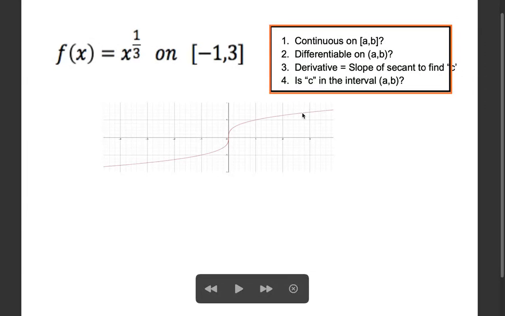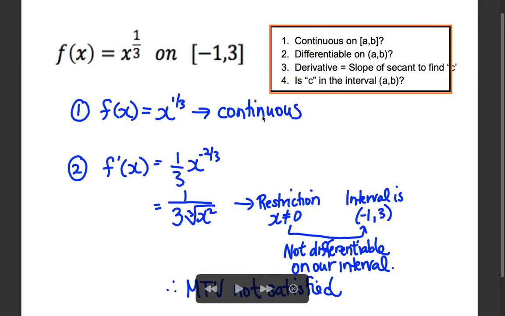However, when I look at this function right here, I see a perfectly vertical point right here. And I know that if I have this shape, this is going to be a spot where I am not able to differentiate the function. So just to prove that, I'm going to show you what I did.